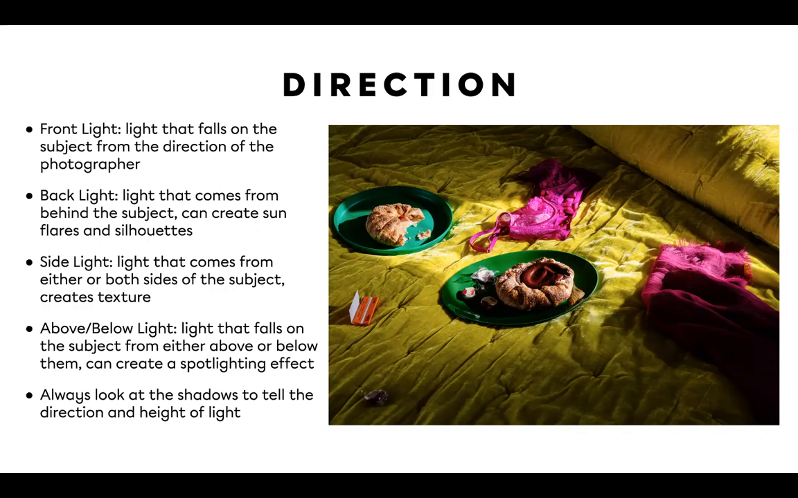And the biggest thing you can do to figure out direction is always look at your shadows. They're going to tell you the direction in which the light is coming from, but also the height at which they're coming from. So you can have front light that is directly in front of somebody, or you can shoot it up, so it's 45 degrees up or 45 degrees low coming in onto your subject. Same thing with backlight and side light. Above and below light, you really can't move those all that much.